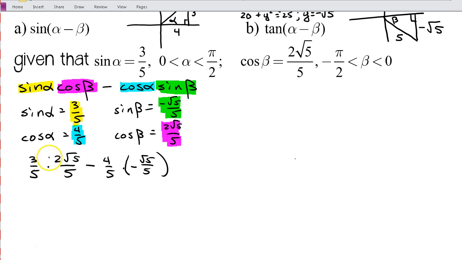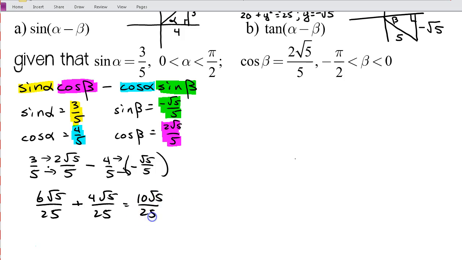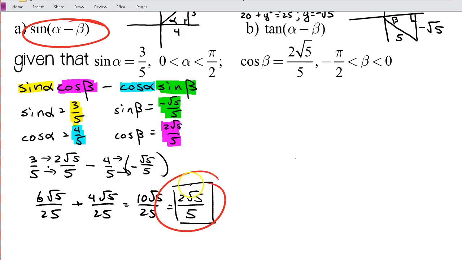And then we'll do some simplifying here. We'll multiply straight across for both of these fractions. So I've got 6 root 5 over 25, and then minus a negative, so that'll be plus 4 root 5 over 25, which gives us 10 root 5 over 25, which will simplify. Divide by 10 here, so that's 2 root 5, divide by 5 here, divide by 5 in the numerator and denominator, so that'll give me 2 root 5 over 5. So the 2 root 5 over 5, that's what sine of alpha minus beta is.